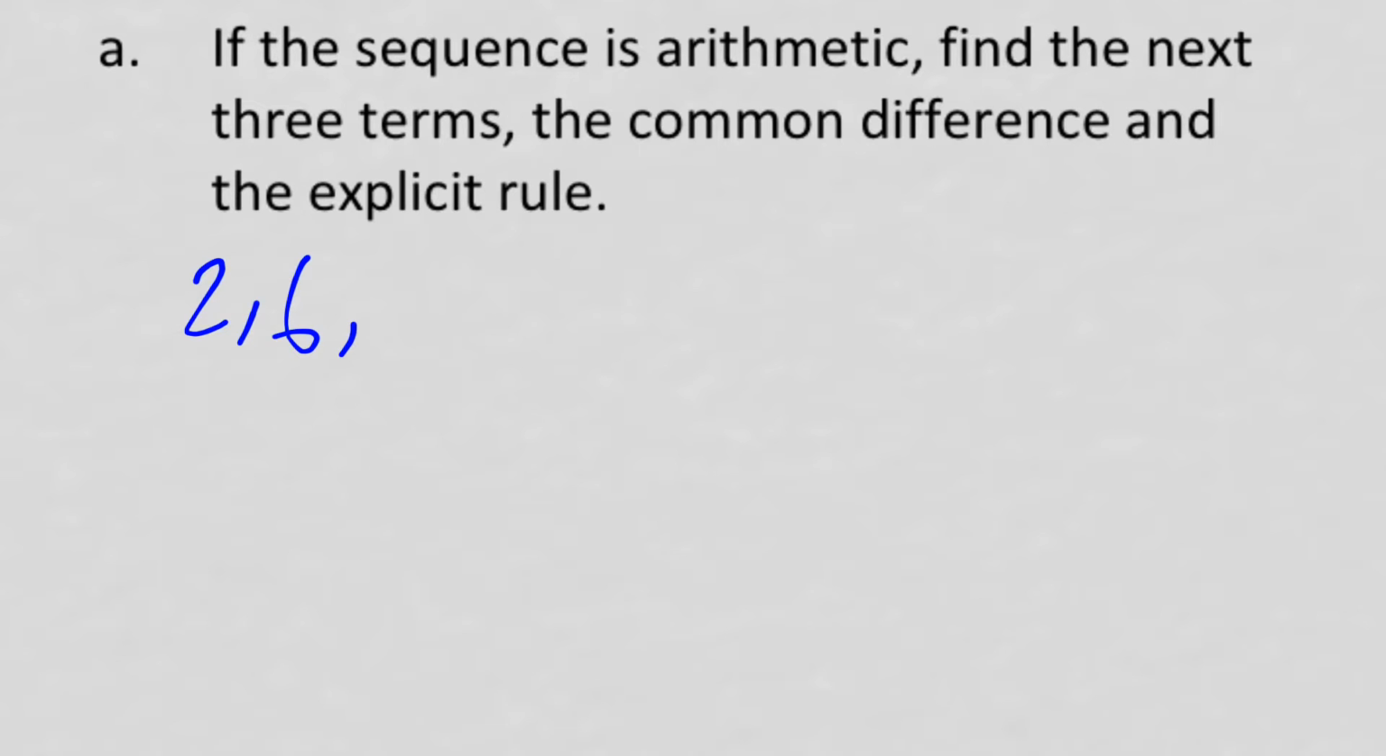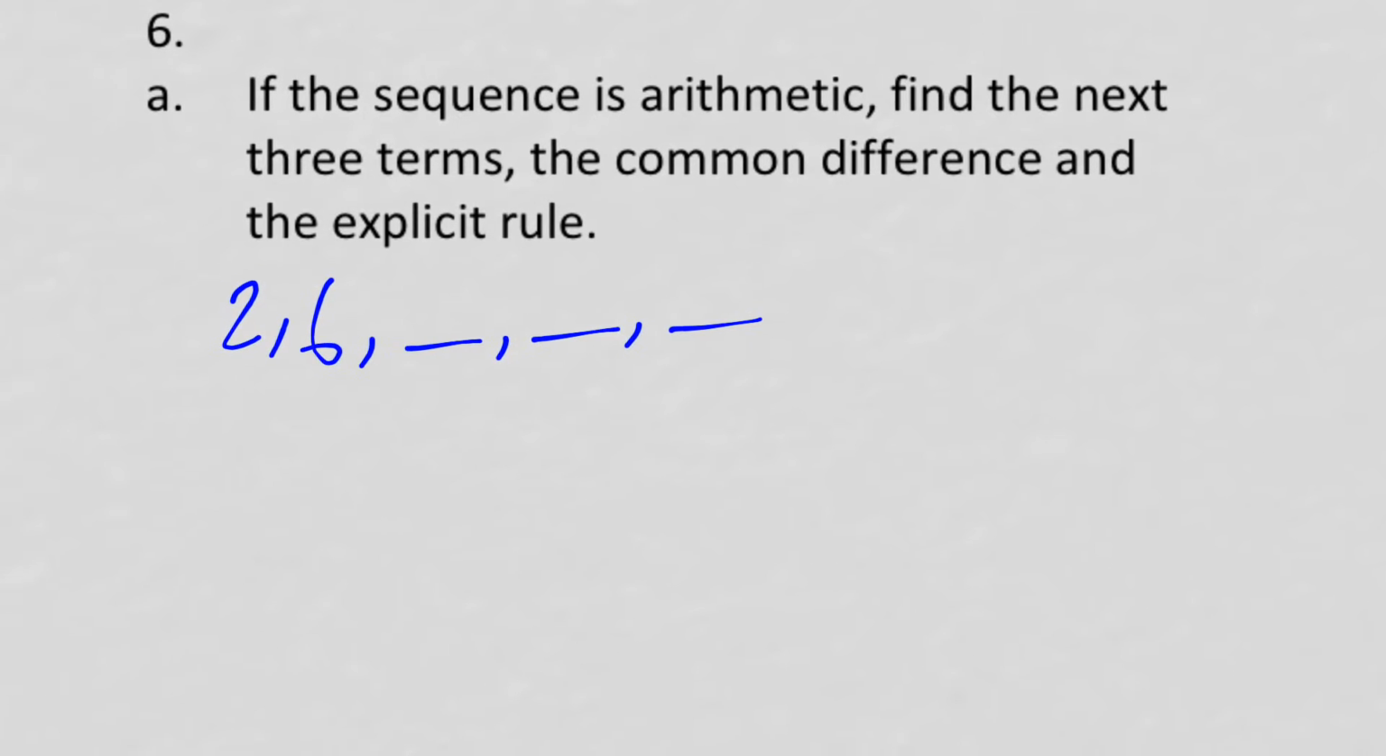And then it's asking us to find the next three terms, assuming that the sequence is arithmetic. So if the sequence is arithmetic, that means it's changing by a common difference. So from 2 to 6, it looks like it increased by 4. So if it's arithmetic, it should be increasing by the same amount every time. So that means that the next term is going to be 10, and then plus 4 is 14, and then plus 4 is 18. There's the next three terms, 10, 14, 18.